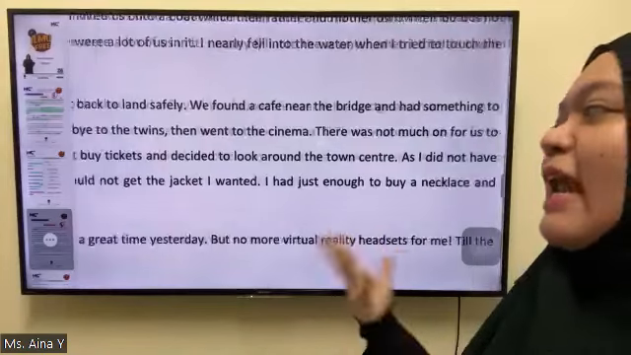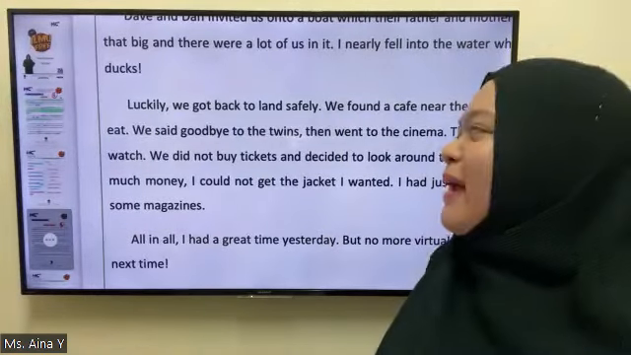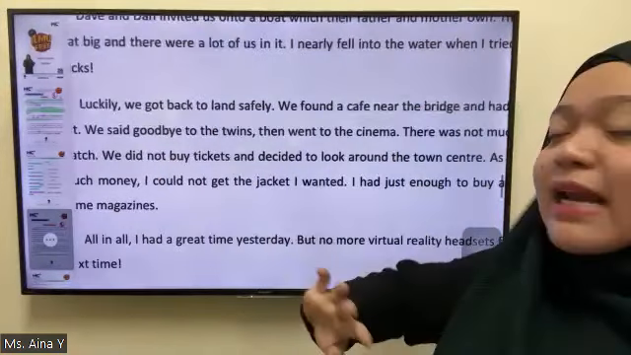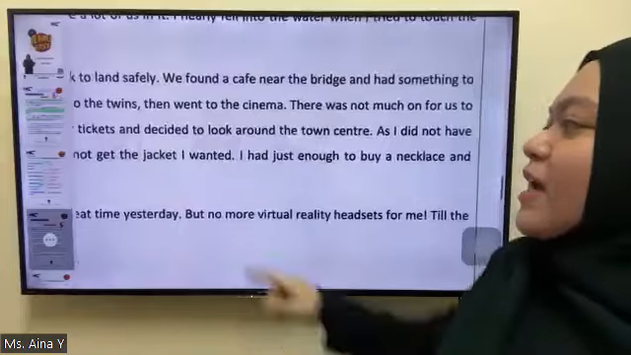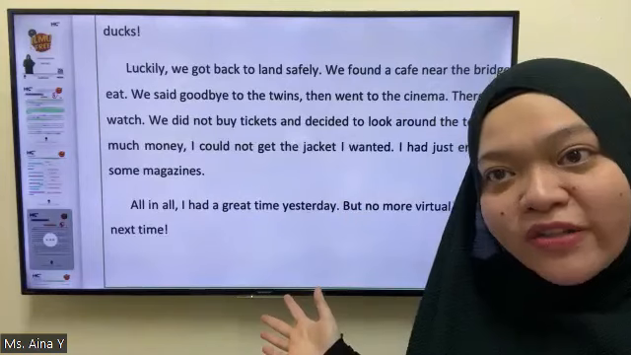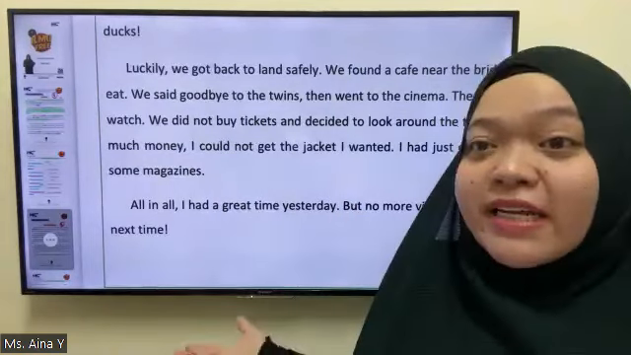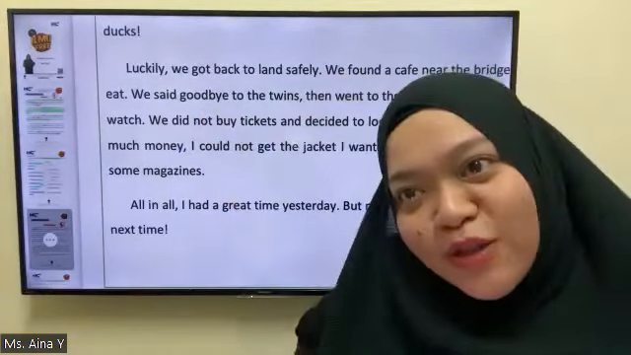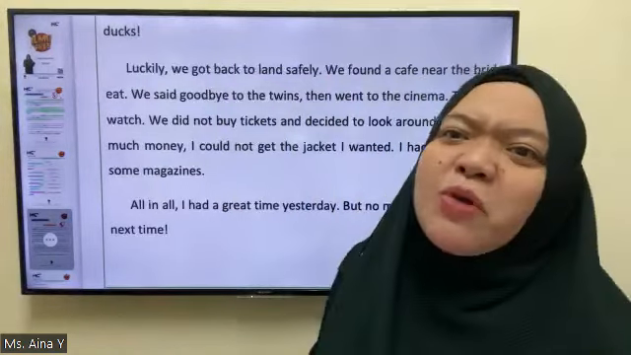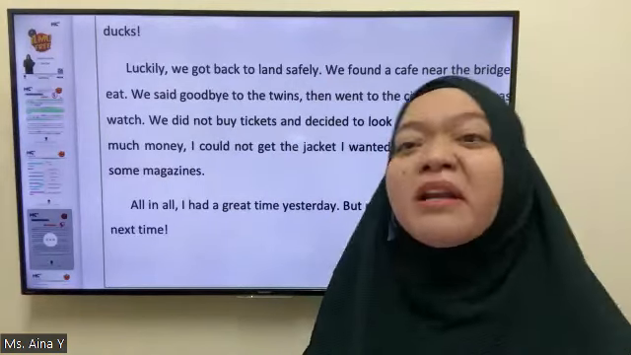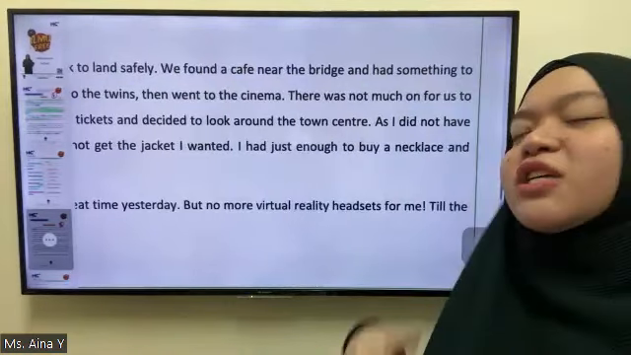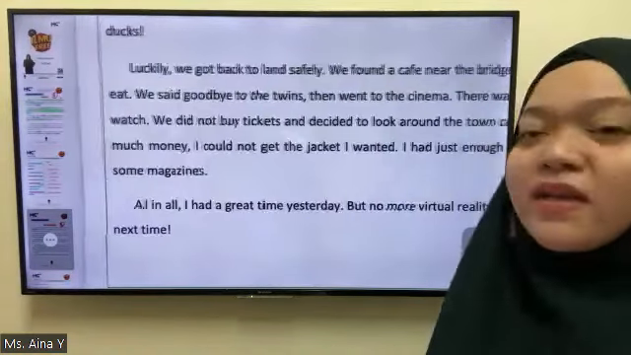So what did they do? They left. They walked around the town center and did not buy tickets. Then Shasha said, I could not get the jacket I wanted because she did not have enough money. She saw a nice jacket but she only had 50 cents. What did she buy anyway? She bought a necklace and some magazines.